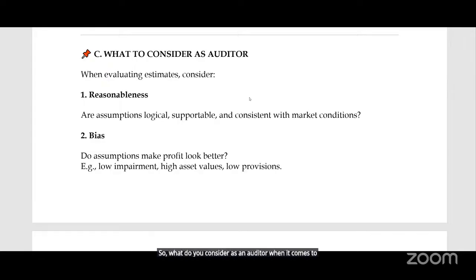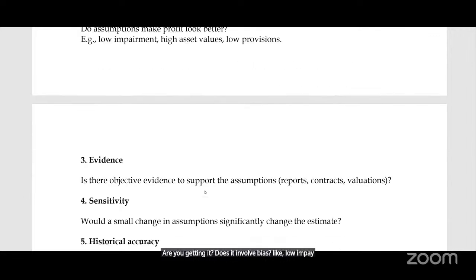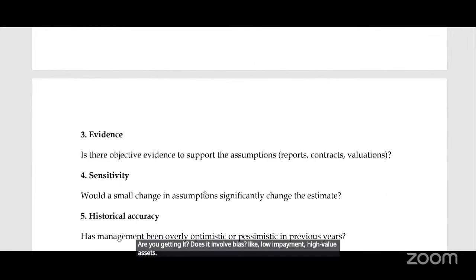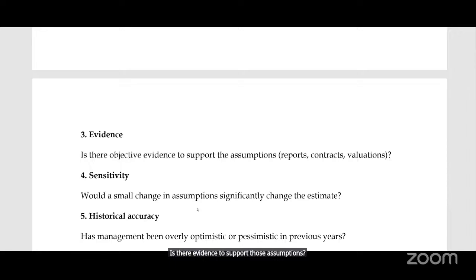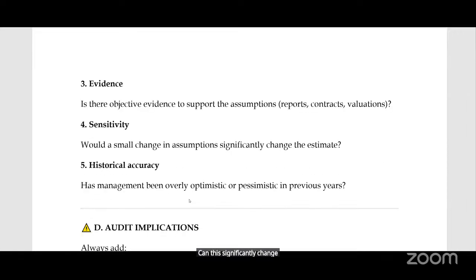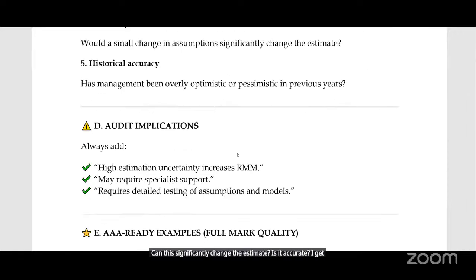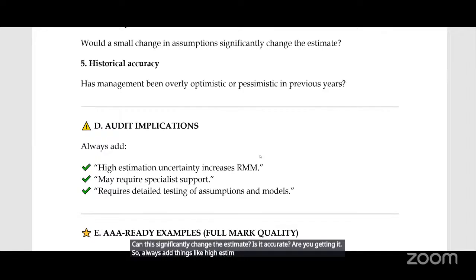Is it reasonable? So that estimate that you're looking at, is it reasonable? Does it involve bias, like low impairment, high value assets? Is there evidence to support those assumptions? Can those assumptions significantly change the estimate? Is it accurate? Are you getting it? So always add things like high estimation uncertainty increases the risk of material misstatement. This may require specialist support. It requires a detailed testing of assumptions and model.